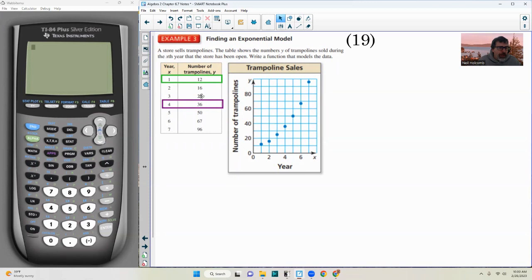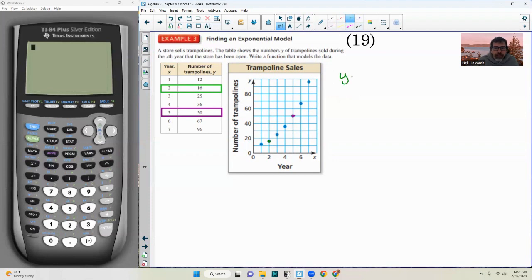The reason they did was because 36 divided by 12 is 3. Just to be different, you can choose any two for an approximation. So I'm going to choose 16 and 50, the points (2, 16) and (5, 50), instead of the book using 1 and 4. The book was using these two, and I'm using these two.